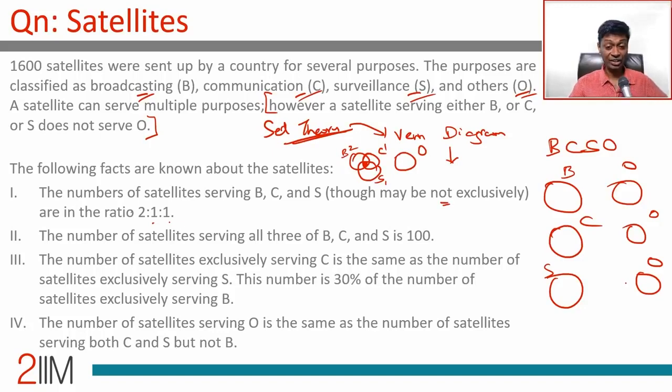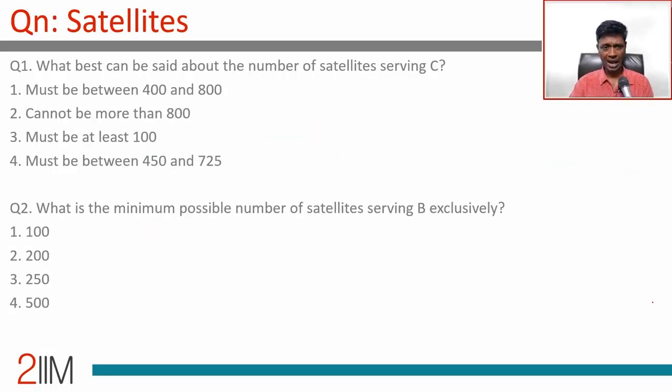The number of satellites exclusively serving C is the same as the number of satellites exclusively serving S. And this number is 30% of the number of satellites exclusively serving B. We're talking about this number and this number. The number of satellites serving O is the same as the number of satellites serving both C and S, but not B. Diagram is too complicated. I'm going to go to a bigger diagram and fill all this data and then look at the constraints. After this, we are down to the questions.